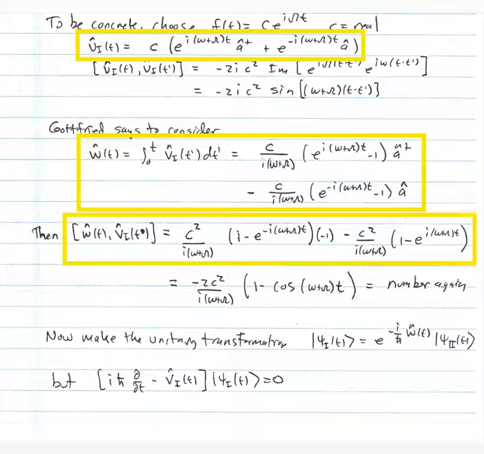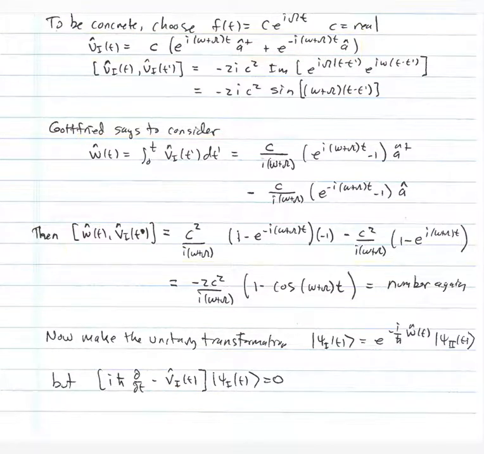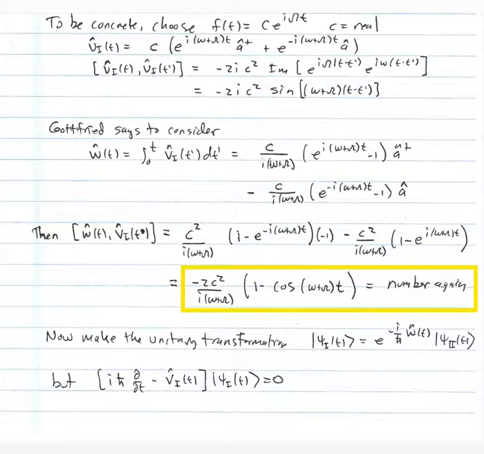And then the second term that we're going to have is minus c squared over i(little omega plus big omega) multiplied by 1 minus e to the i(little omega plus big omega)t. Okay, we can add those two terms together, and just looking at the relationship between exponentials and sines and cosines, we can get the final number, which is going to be minus 2c squared over i(little omega plus big omega) multiplied by 1 minus the cosine of (little omega plus big omega)t. And again, that is just a number.